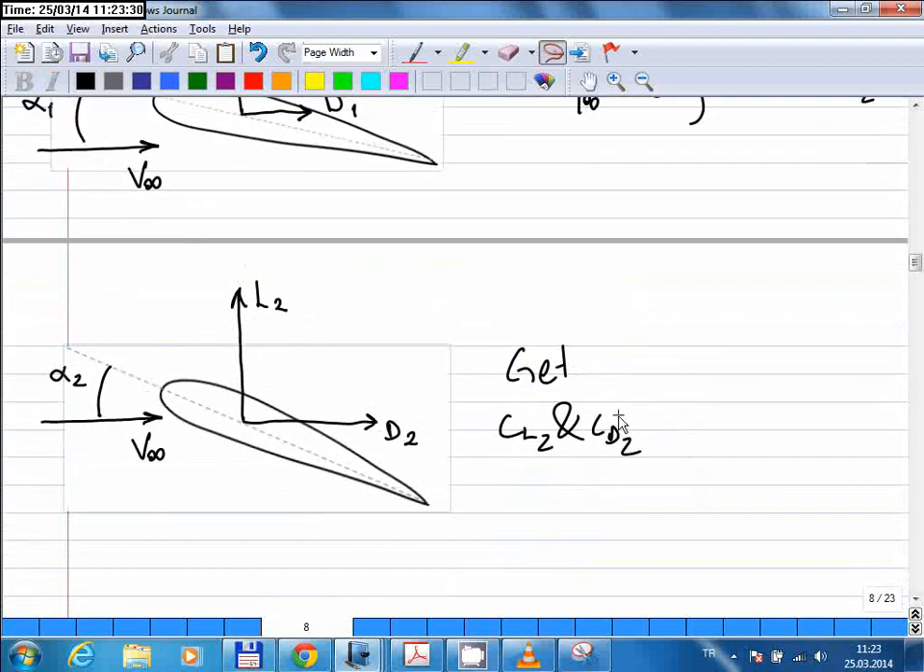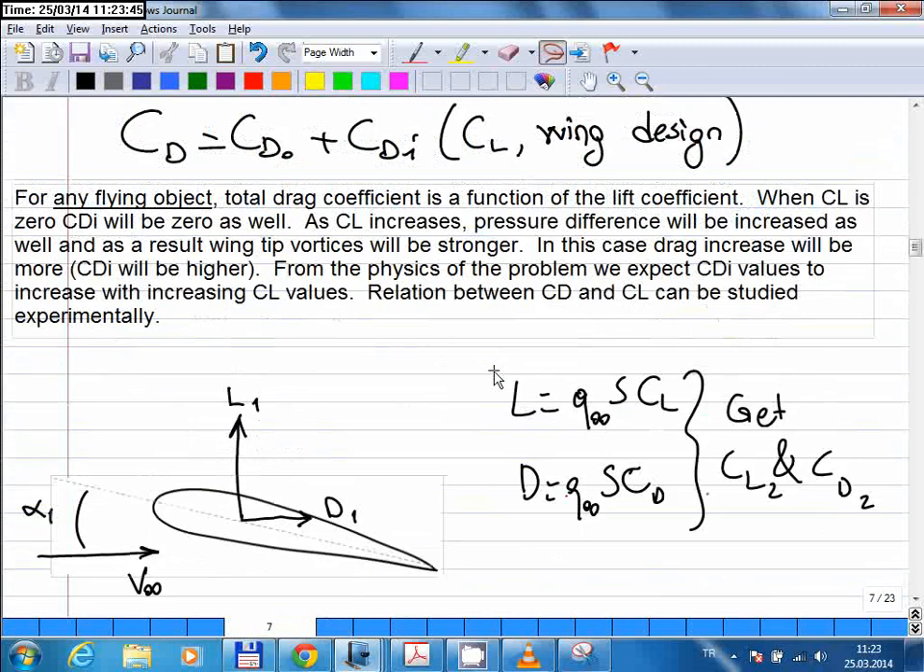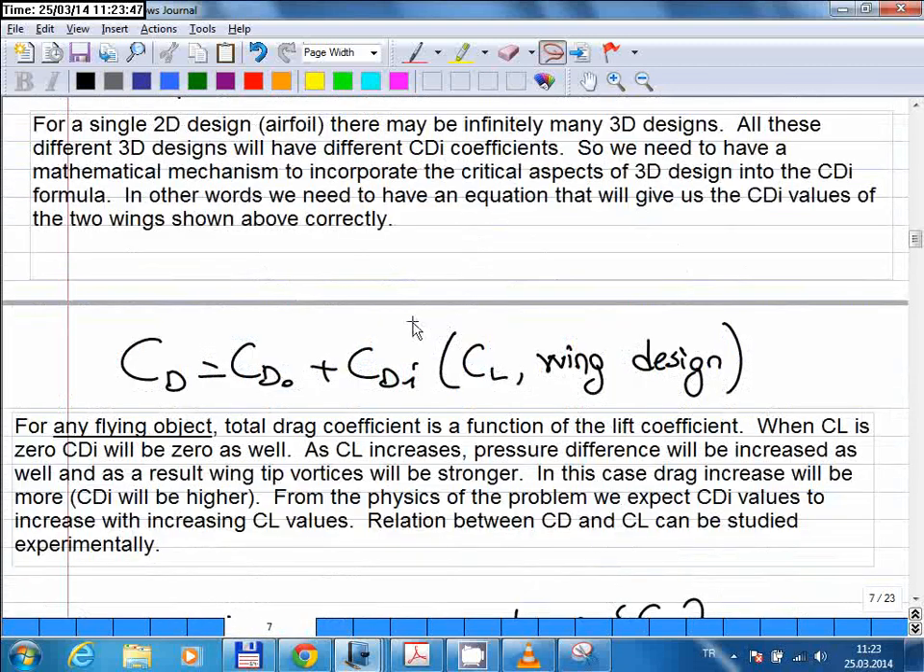This is what you'll be doing, by the way, in the wind tunnel experiment, which we will start next week or the week after that. You'll be making these measurements in the wind tunnel, and hopefully you will see how the drag coefficient depends on the lift coefficient.